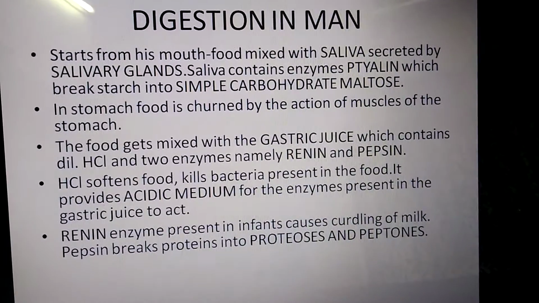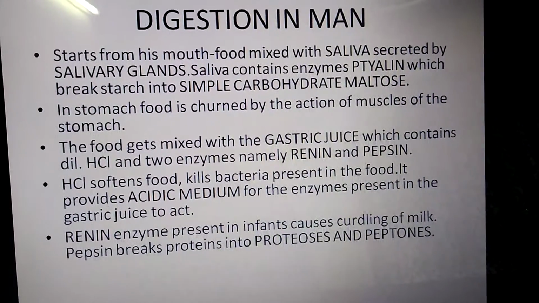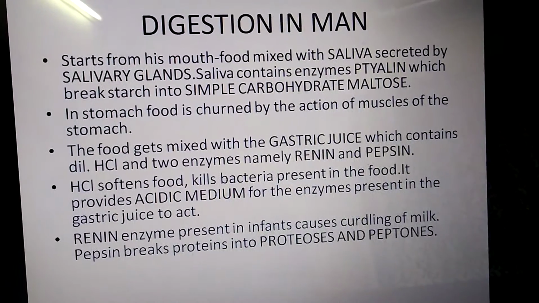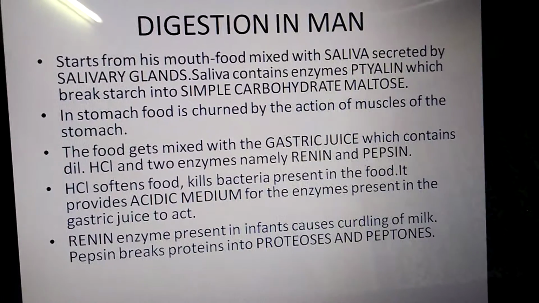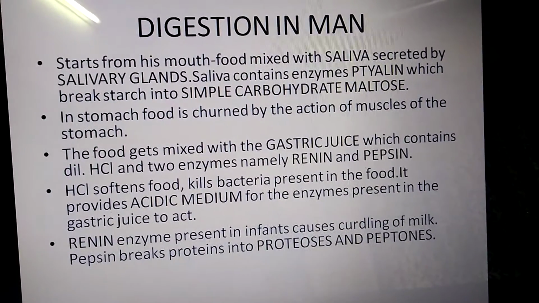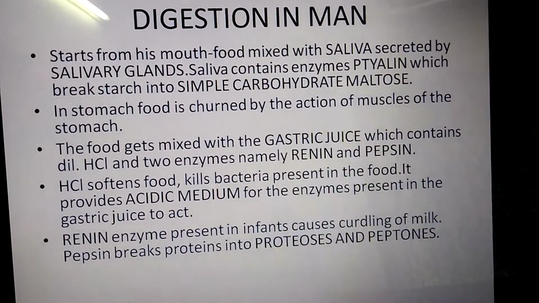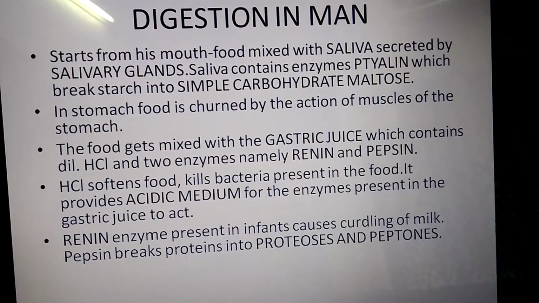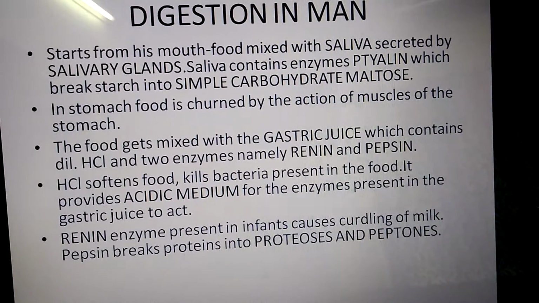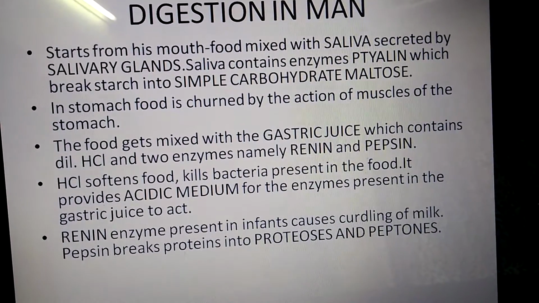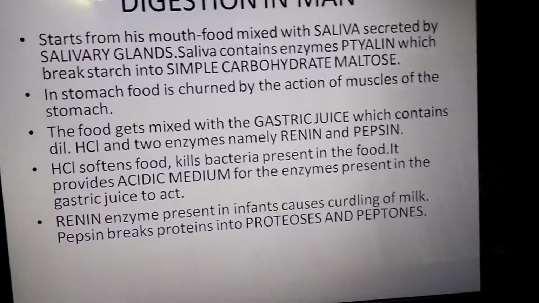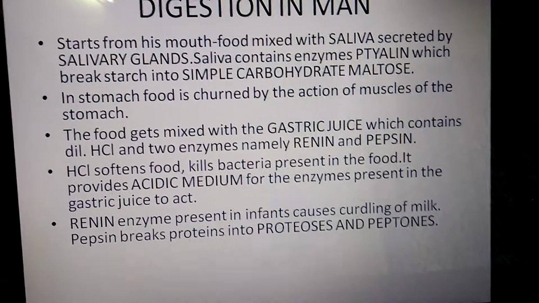And now we come to the very summarized part, how digestion goes about. This was all about your internal structure: how they are present, what its parts are. Now we are going to study how digestion goes in a human being. The very first thing, it starts with the mouth. Food is mixed with saliva, which is secreted by the salivary glands. The saliva contains an enzyme called salivary amylase, ptyalin, which breaks starch into simpler maltose.